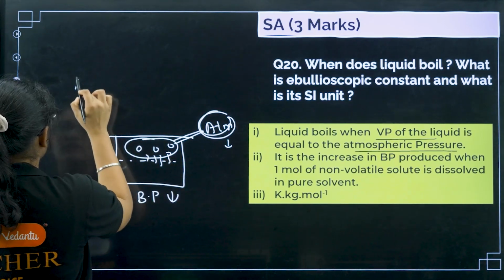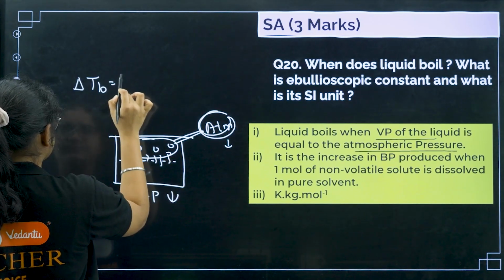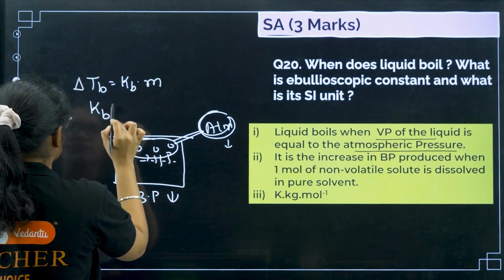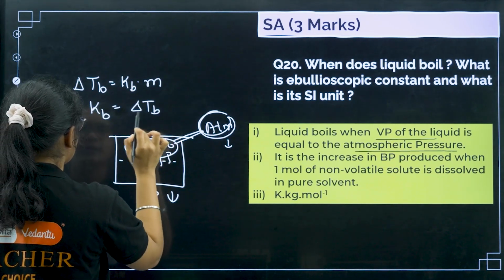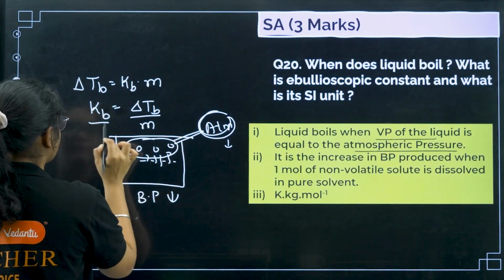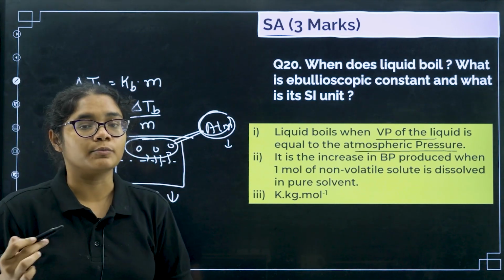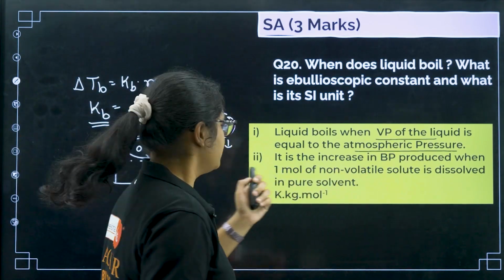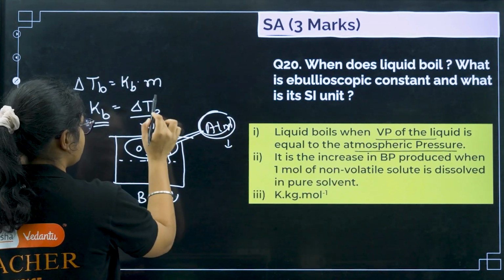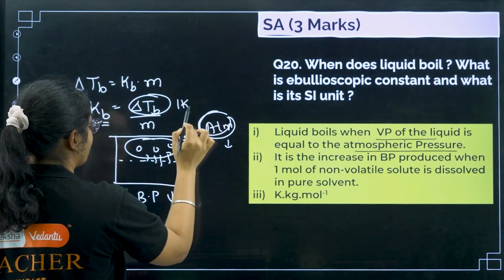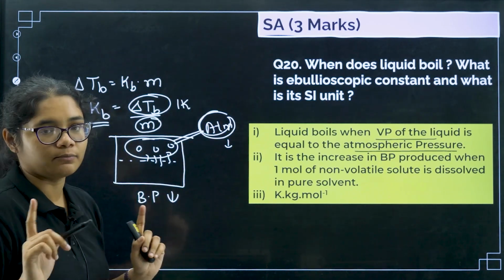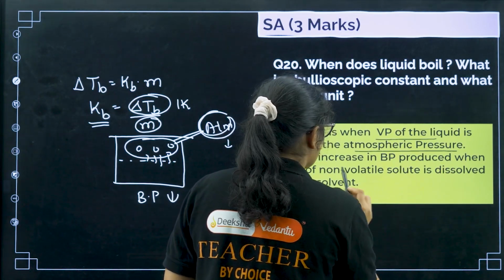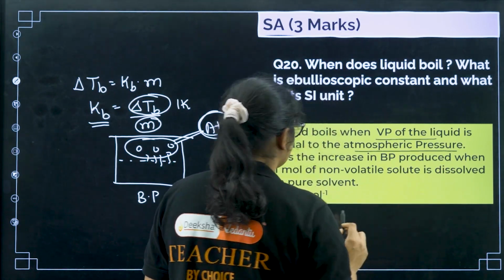Okay, next, what is the ebullioscopic constant? If you know the formula delta Tb equals Kb into m, then Kb will be equal to delta Tb by m. So Kb is nothing but your ebullioscopic constant. Now how will you define it? The ebullioscopic constant is the value when delta Tb is equal to 1 Kelvin and molality is equal to 1 mole. So it is the increase in boiling point produced when 1 mole of a non-volatile solute is dissolved in a pure solvent.